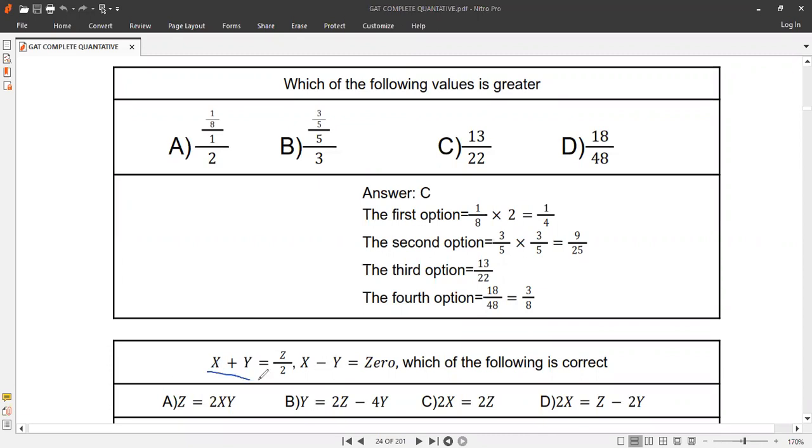Now, x plus y equals z over 2. x minus y equals 0. Which of the following is correct? Here I need to work. I have to know x minus y equals 0. This means x equals y. So here I look at the choices.